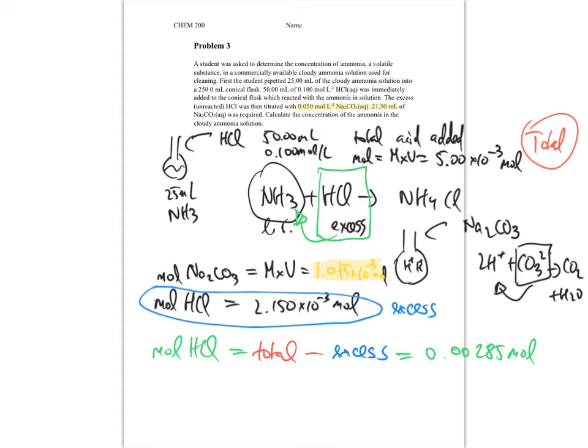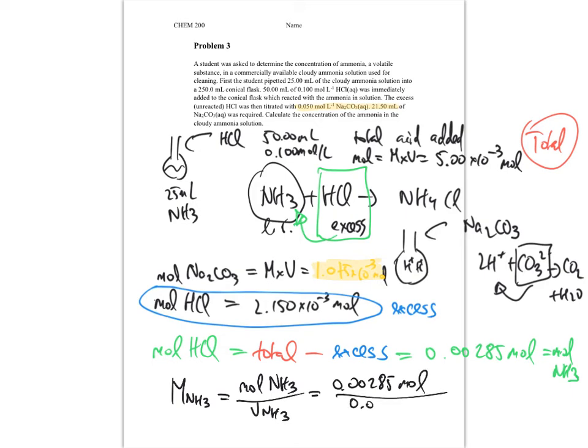Well, if that's the moles of HCl that reacted with NH3, then you can calculate the moles of NH3 because it's 1-to-1. Now, the problem asks for the molarity of NH3, and that is equal to the moles of NH3 divided by the volume of NH3, and the volume of NH3, of course, is 25 milliliters. So that is equal to 0.00285 moles divided by 0.025 liters, and that gives you a molarity of 0.114 molar.